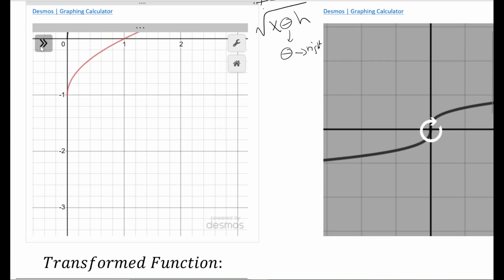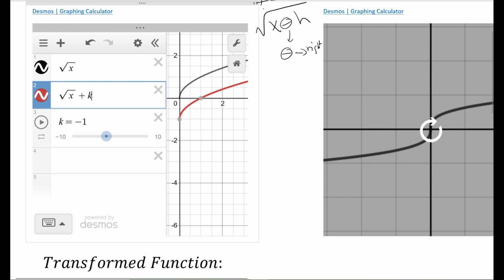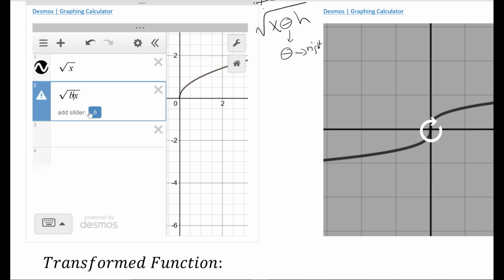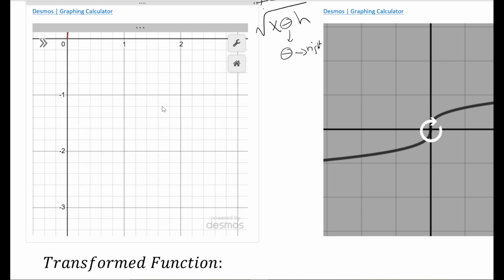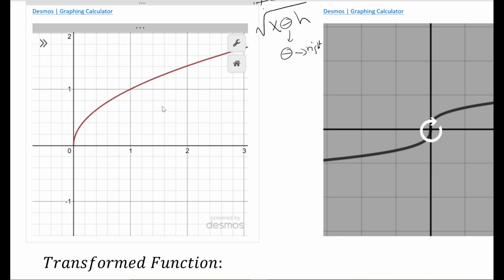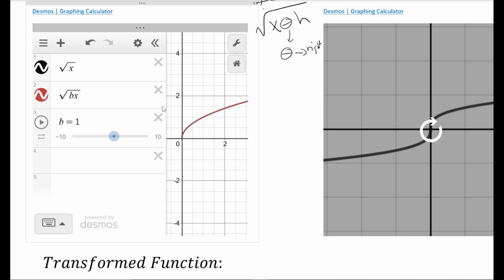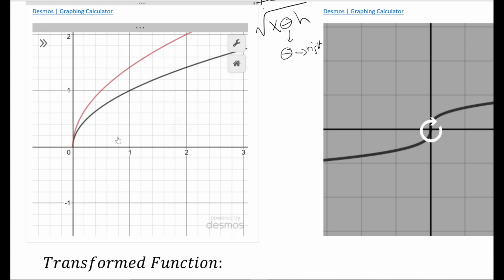So now let's change this to a B on the inside. All right, so what happens if B is 1? Well, if B is 1, it doesn't do anything because 1 times x is x. So if you look at it, nothing changes, right? It's just the original graph. Now, if I change this B to, say, positive 2, what does that actually do to the graph?